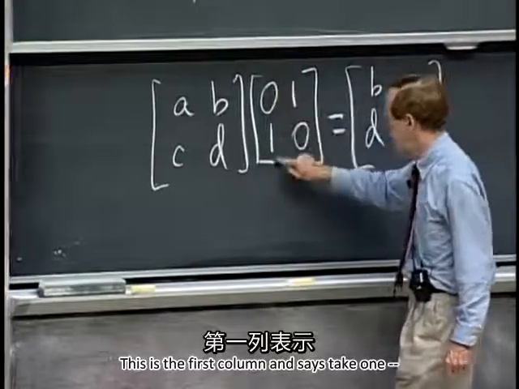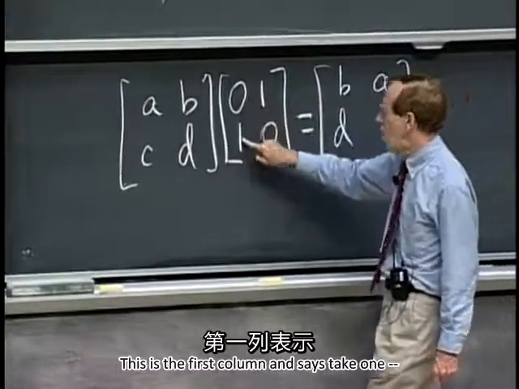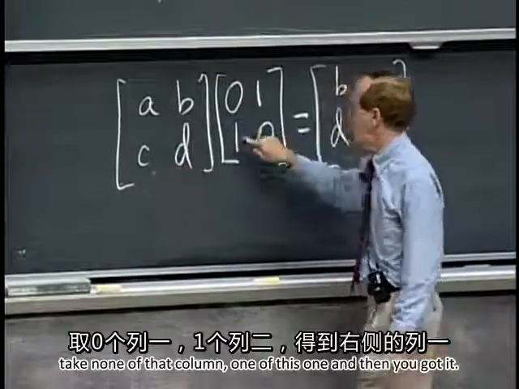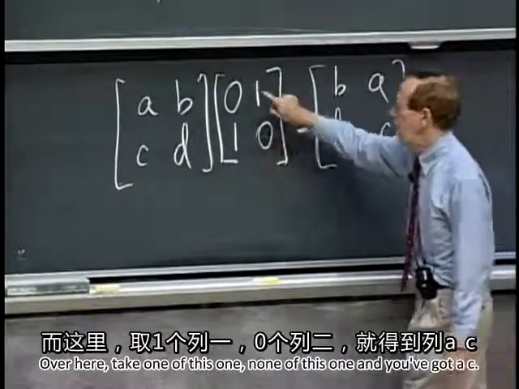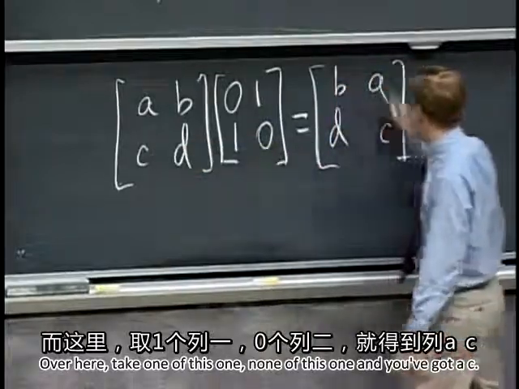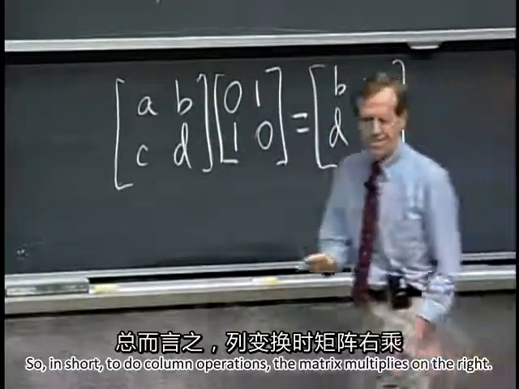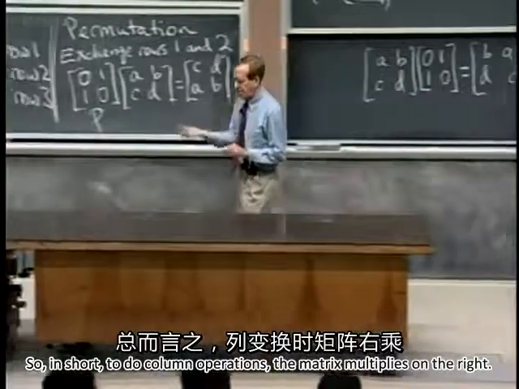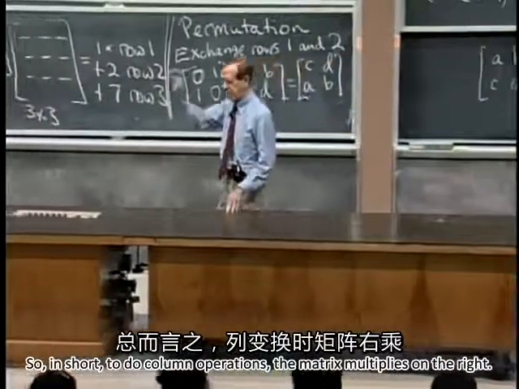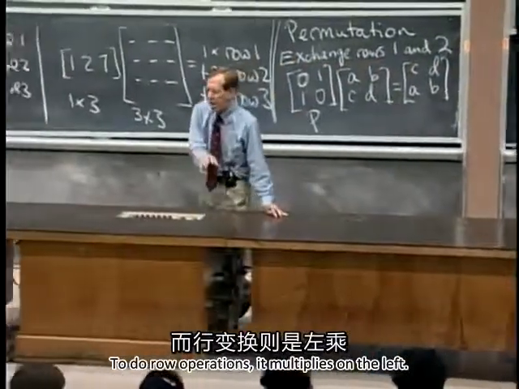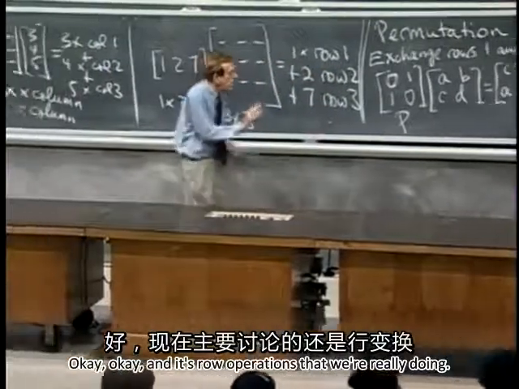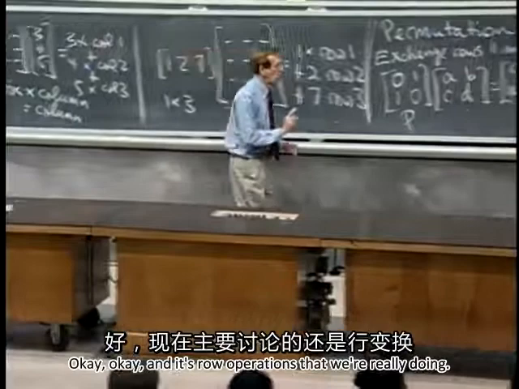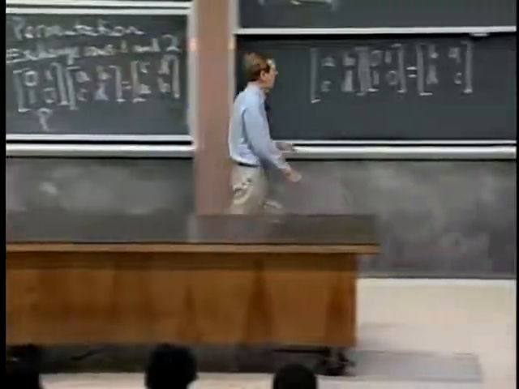This is the first column, and says take none of that column, one of this one, and then you've got it. Over here, take one of this one, none of this one, and you've got AC. So, in short, to do column operations, the matrix multiplies on the right. To do row operations, it multiplies on the left. Okay. And it's row operations that we're really doing.